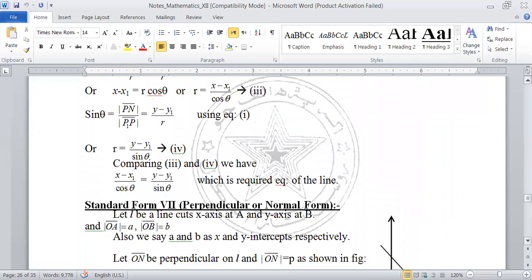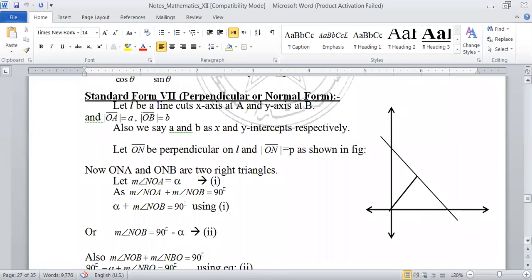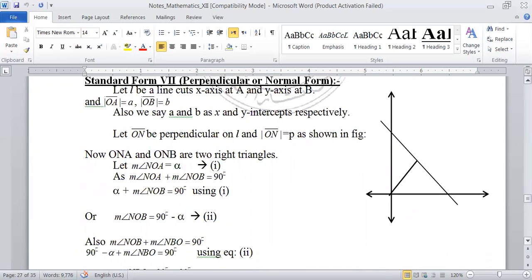Dear cadets, स्टैंडर्ड फॉर्म 6 है हमारे पास परपेंडिकुलर और नॉर्मल फॉर्म. Let L be a line cuts x axis at A and y axis at B and OA is equal to a and OB is equal to b. Also we say a and b is x and y intercept respectively. जो लाइन L है वो x एक्सिस को कट करे A पॉइंट पे और y एक्सिस को B पर. OA का डिस्टेंस a होगा और OB का डिस्टेंस b होगा. a आपके पास x इंटरसेप्ट है और b आपके पास y इंटरसेप्ट कहलाता है.